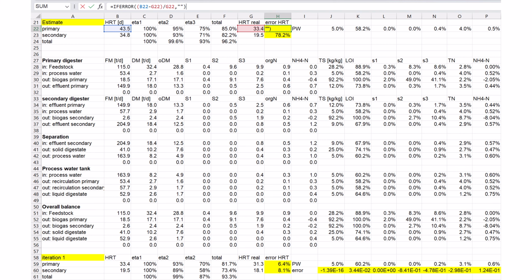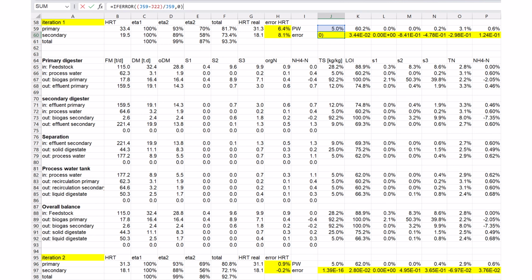In the initial estimate, the residence times were 43.5 and 34.8 days. We can write the updated hydraulic residence times on the left side of the table labeled HRT real. After the first iteration, the residence times dropped to 33.4 and 19.5 days. This is because of substantial ingoing dilution streams to both stages, which are far higher than the outgoing biogas mass flows. We can calculate the relative error of the residence time estimation. Now I simply copy the body of the calculation 10 times below each other, making sure to use correct absolute and relative references. The next screenshot shows the table for the first iteration.